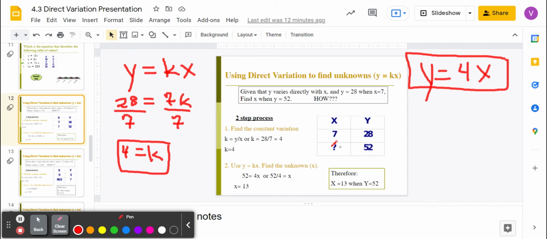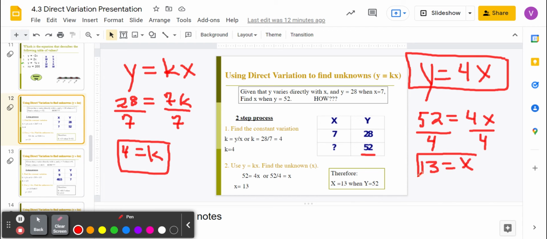In this case, we need to find the x. We have a y here, so let's plug in the 52. 52 = 4 times x. To solve for x, divide both sides by 4. 13 = x. So if you're missing variables and you have the constant of variation, you can figure out what your missing variables are.